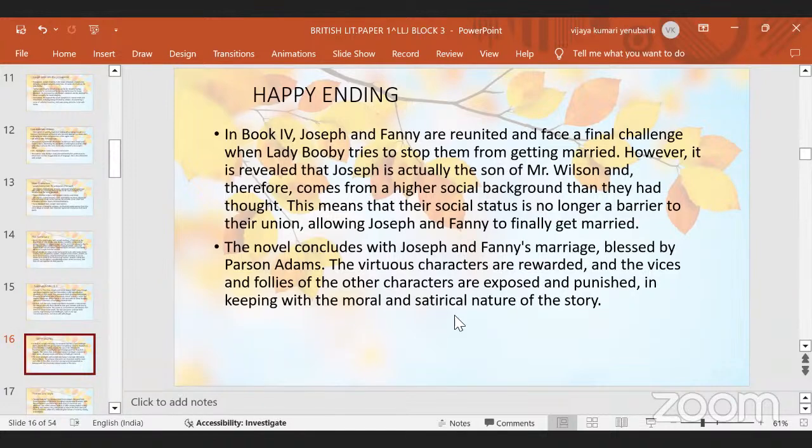The novel concludes with Joseph and Fanny's marriage, blessed by Parson Adams. The virtuous characters are rewarded, and the vices and follies of the other characters are exposed and punished, in keeping with the moral, satirical nature of the story. So finally, there is a happy ending, that good is rewarded and the bad is judged.